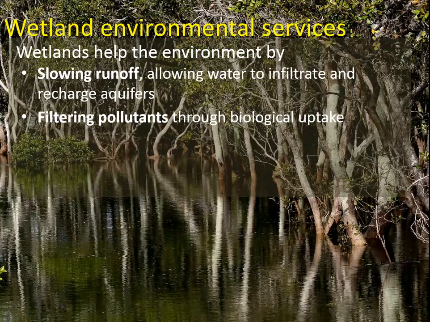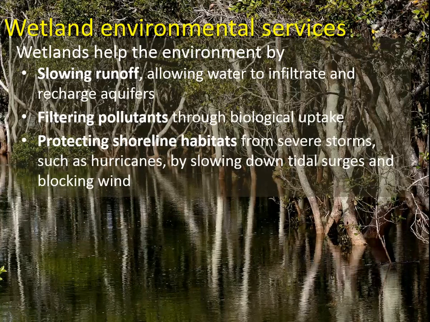And while it's sitting there, it's also being filtered of pollutants through biological uptake. So these plants can actually help remove contaminants in the water as they bring water into their roots. And you also have bacteria that can break down pollutants as well in that water. And they also protect shoreline habitats from severe storms such as hurricanes by slowing down tidal surges and blocking wind. So here we see some mangrove trees, which you commonly find in Florida and the Everglades.